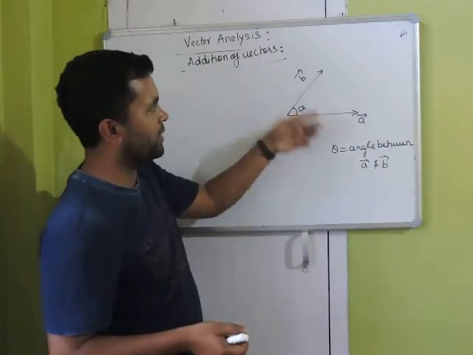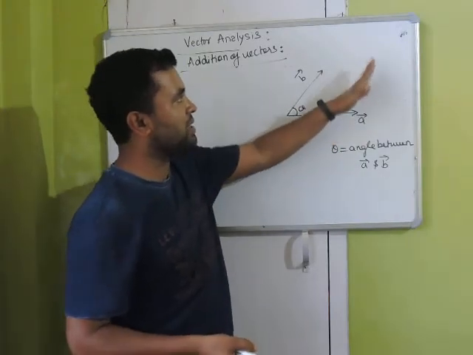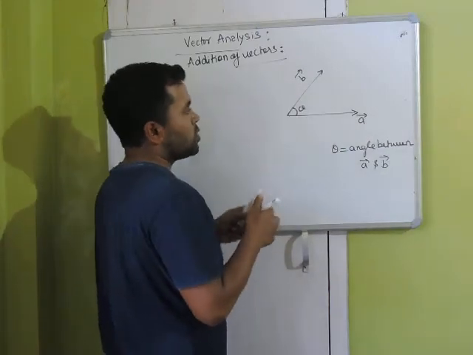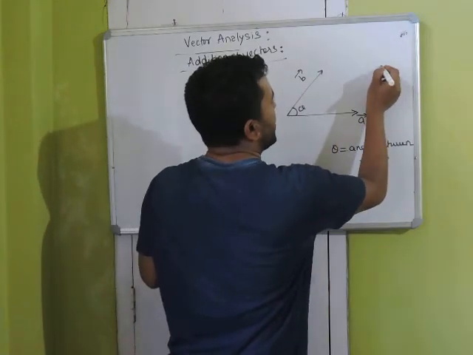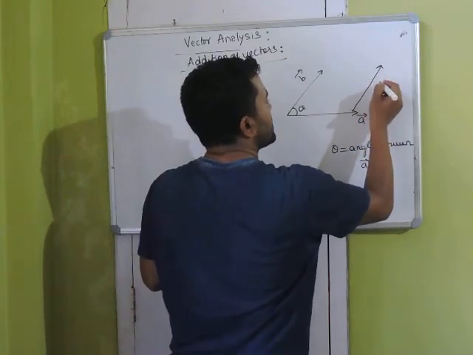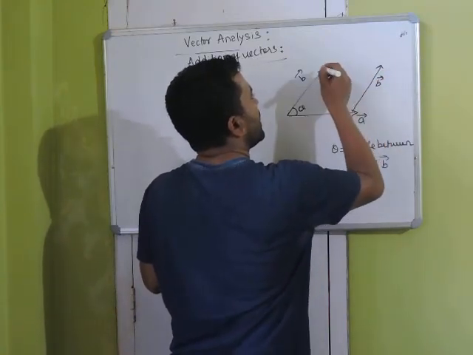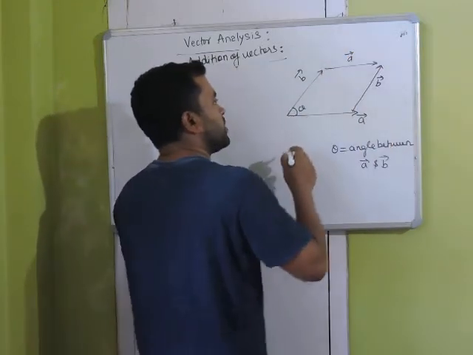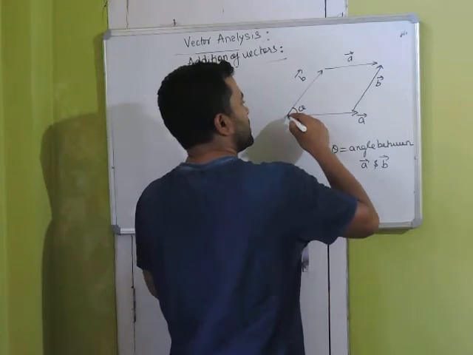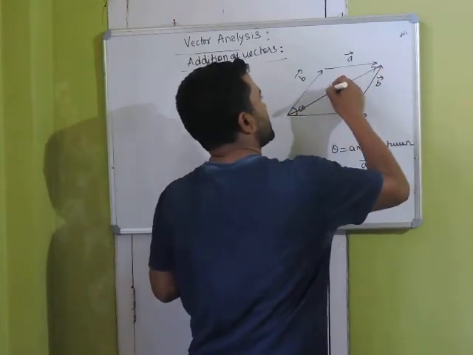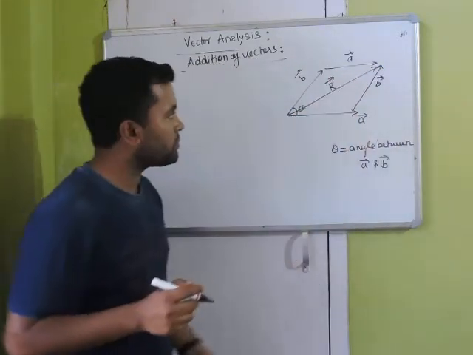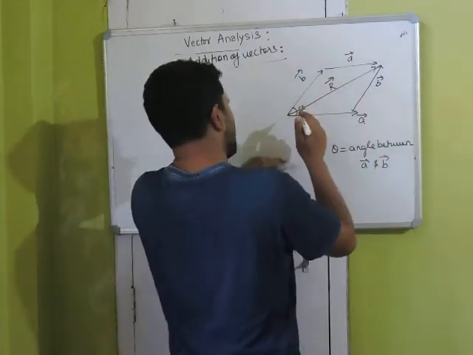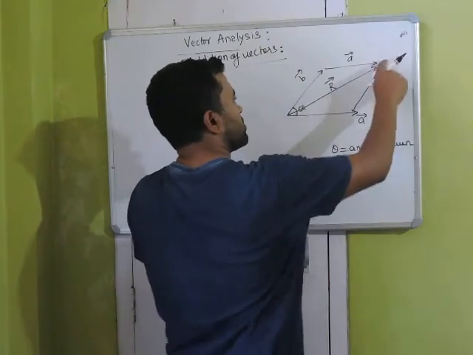You can't add them directly like this because they don't represent adjacent sides of a triangle taken in order. One is going like this, one is going like this. So what we can do is draw a parallel vector. Let us say this is the B vector and this is the A vector. Now the resultant is this R. Now these two represent adjacent sides of a triangle, so the resultant is drawn from the tail of the first to the head of the last.